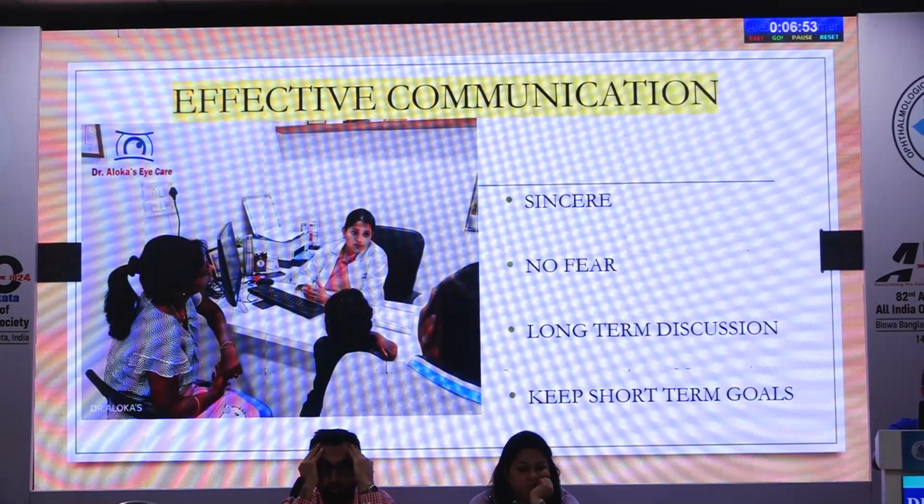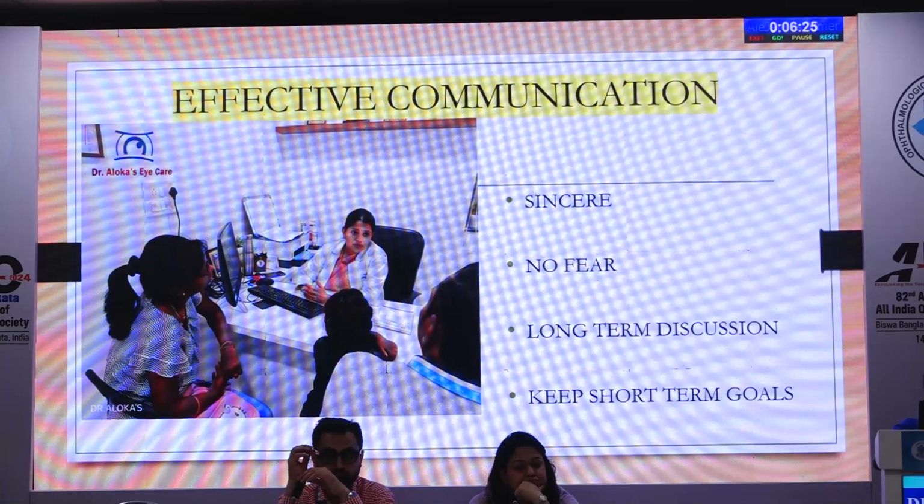Effective communication has to be, first of all, sincere. You can't put in so much fear. You can't say your child will have a retinal detachment, so let's do something. Have a long-term discussion. Tell them this is how things are going to go, but keep short-term goals. For a person who has a 5-year-old child, envisioning what will happen at 20 becomes too much. So have a 3-month goal. Okay, this is what we want to do. Maybe a 3-month follow-up. This is how we'll follow up, and have that kind of communication and important discussion.